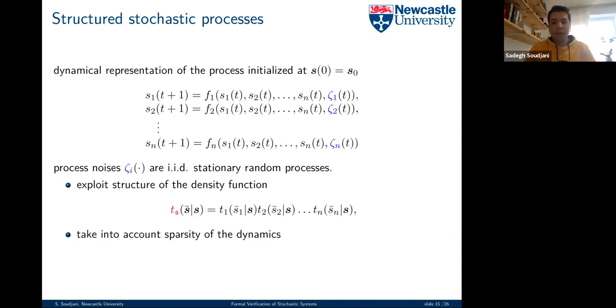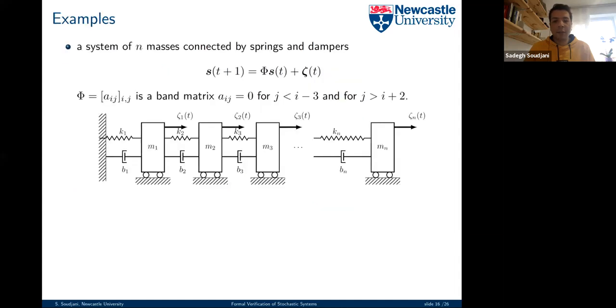So this product structure helps us to have a more efficient way of computing the safety probability, and it also helps us to take the sparsity of the dynamics into account, to take into account the structure of the dynamics and how they are influencing each other. Okay.